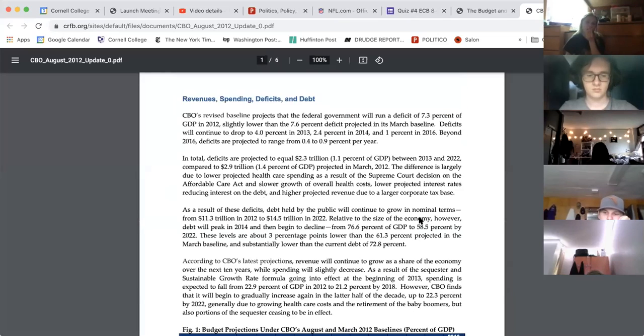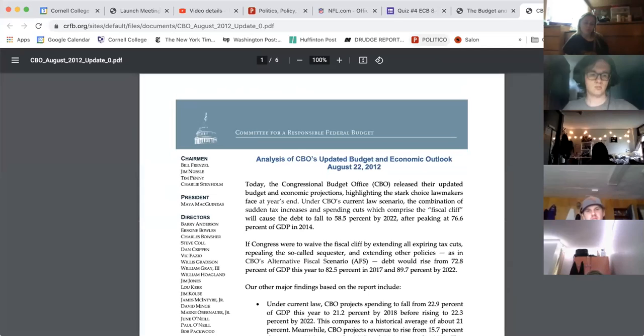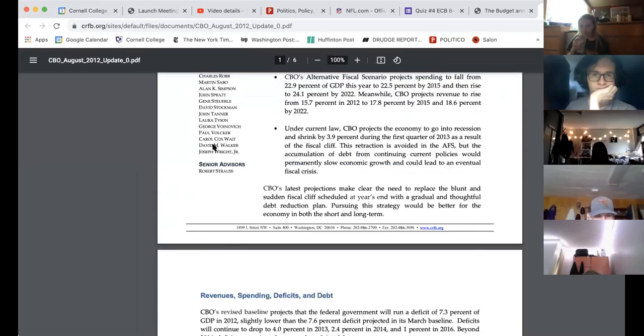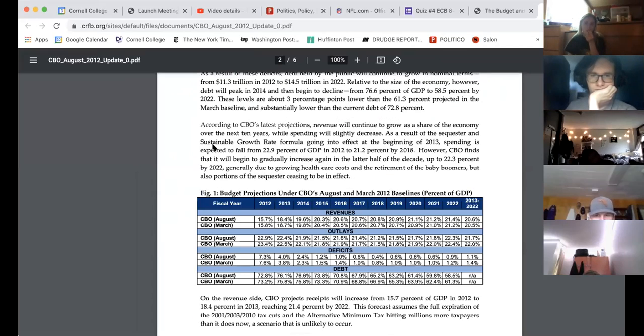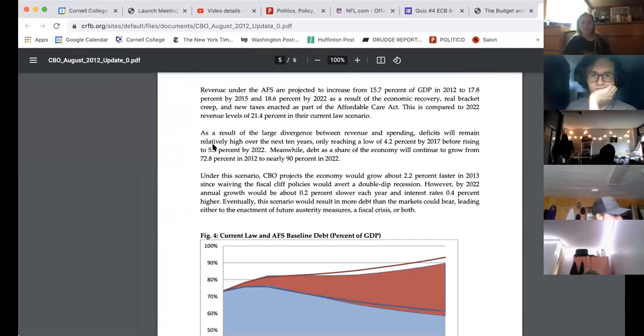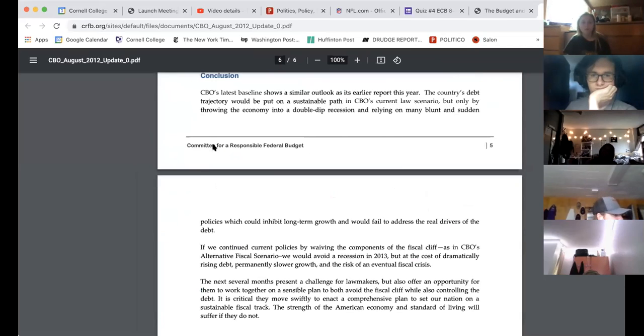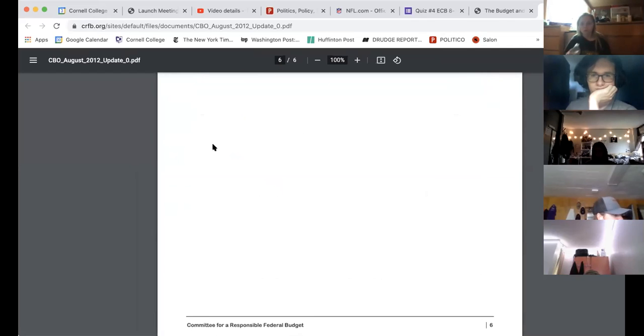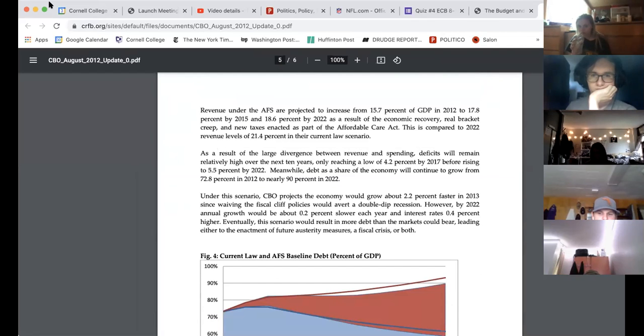Okay, so let's look at a little bit of data here. This is what I wanted to look at. Yeah, I think so. So this is from the Congressional Budget Report, looking at some recent deficit and debt numbers. Sorry, dang it, this is not what I wanted.